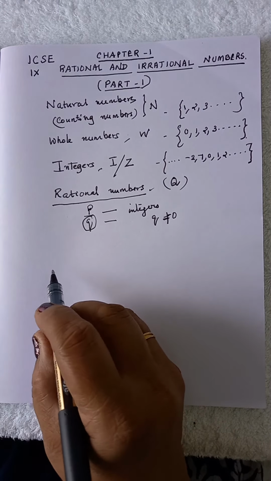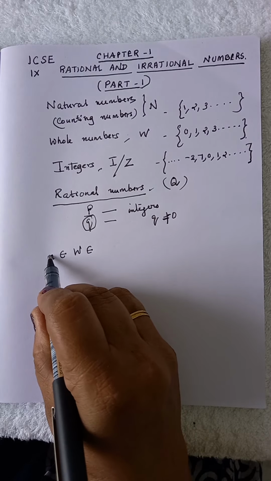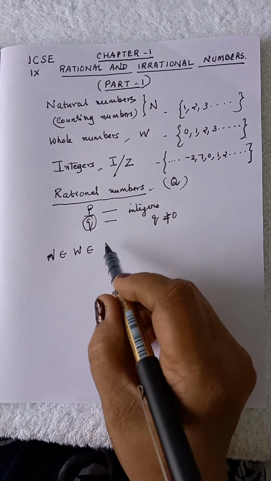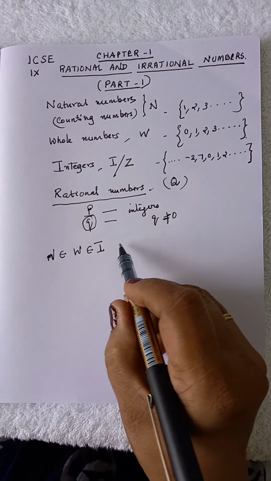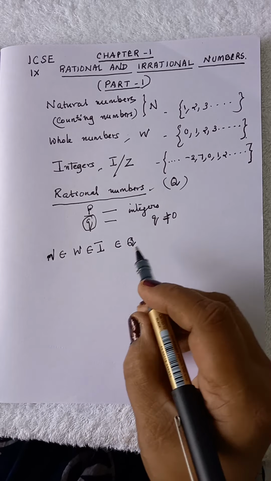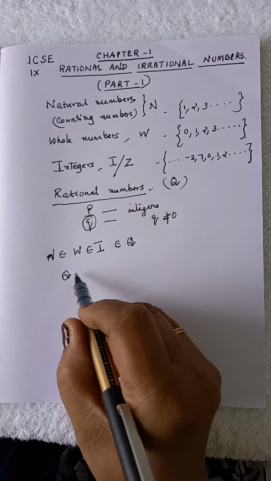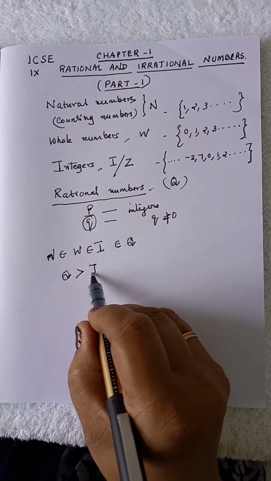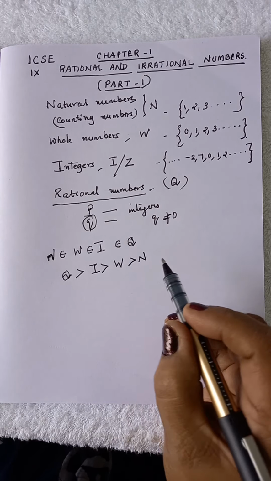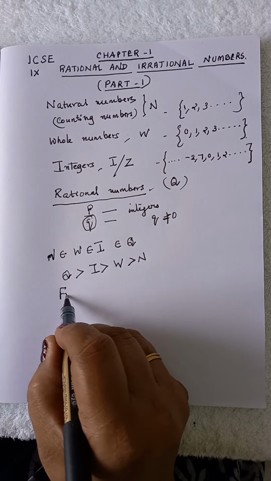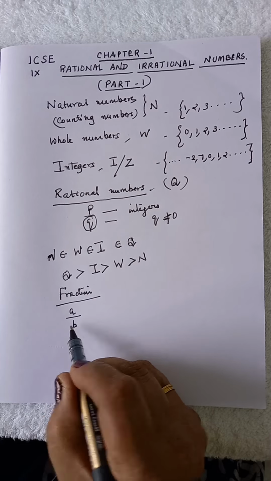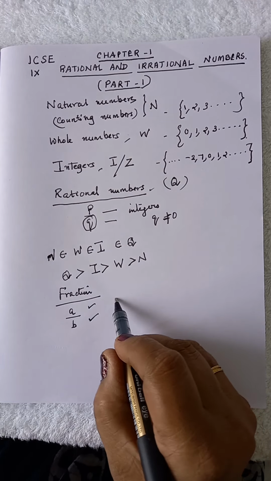This clearly we can say that natural numbers are elements of whole numbers. Whole numbers are elements of capital I, that is integers. Integers are elements of rational numbers Q. So we can say that rational numbers are greater than integers, which are greater than whole numbers, which are greater than capital N. Now what is a fraction? A fraction is a number in the form a by b, where a and b are natural numbers.